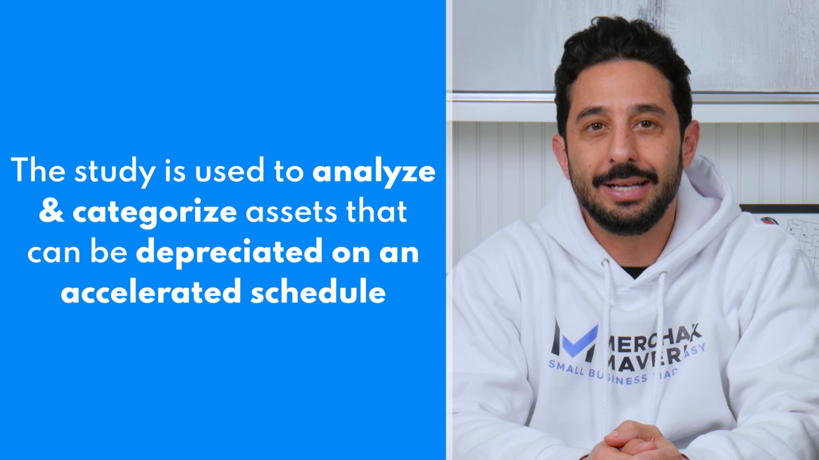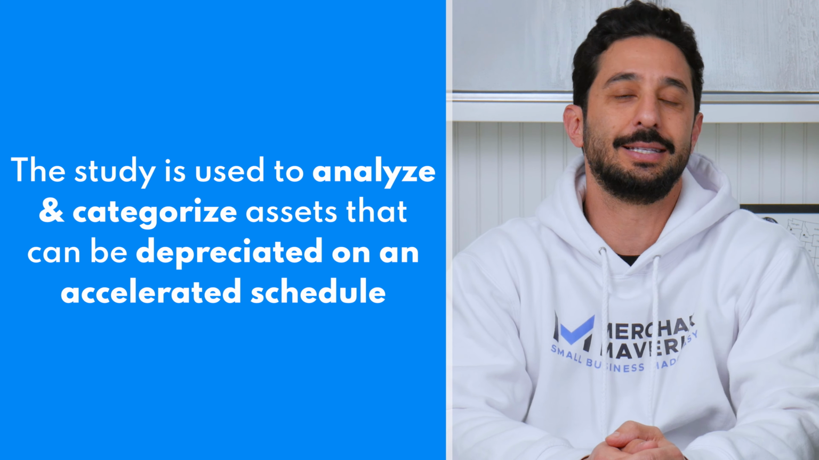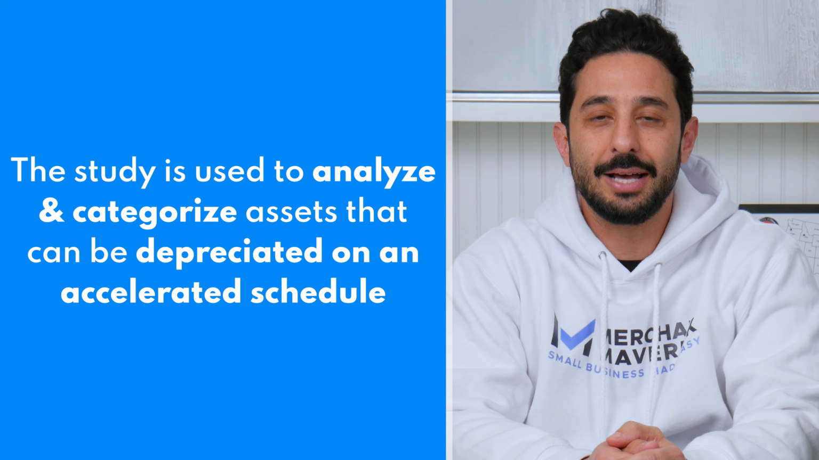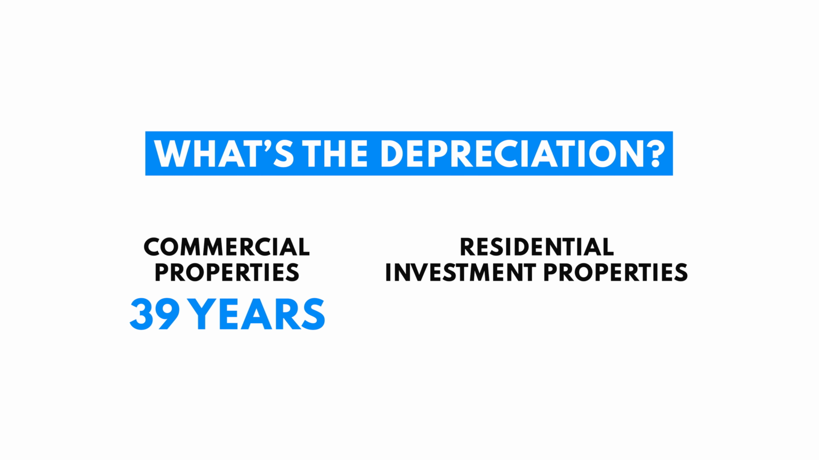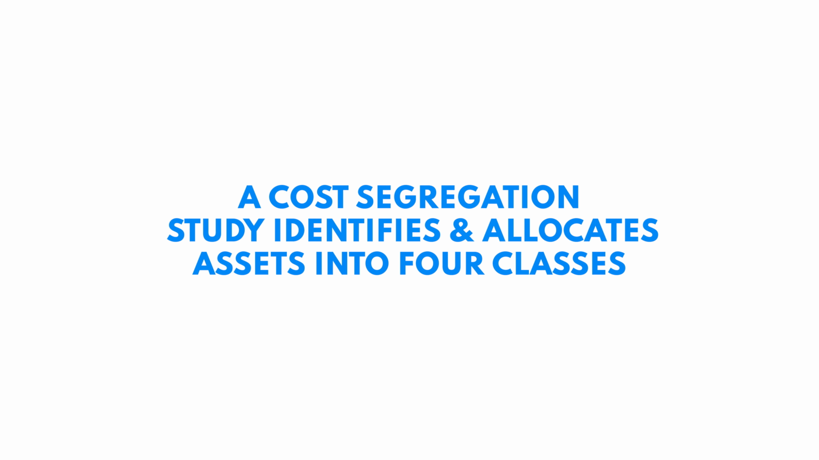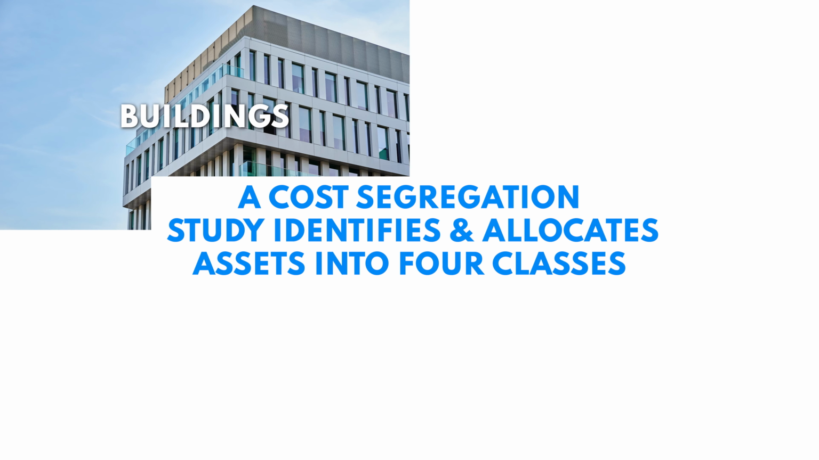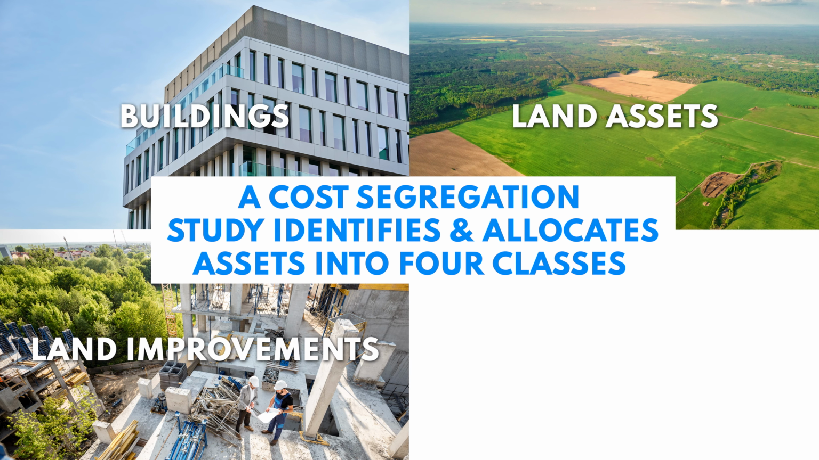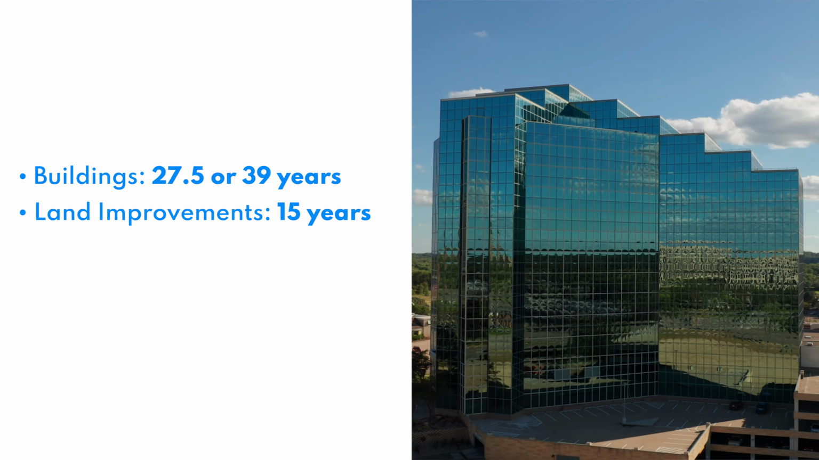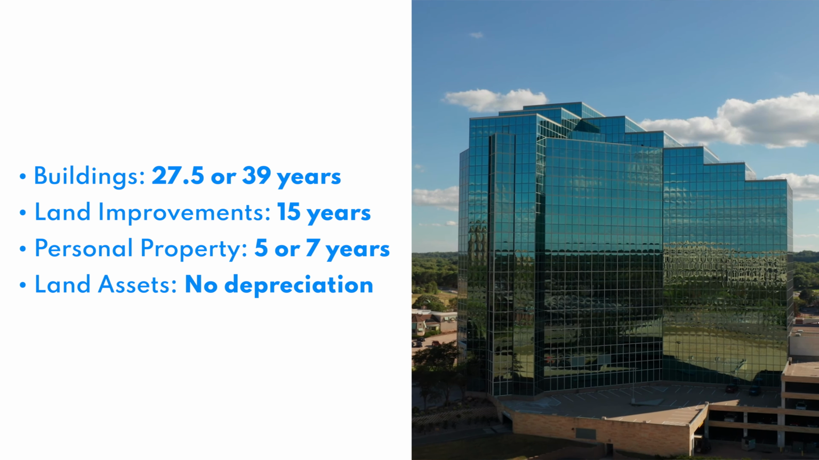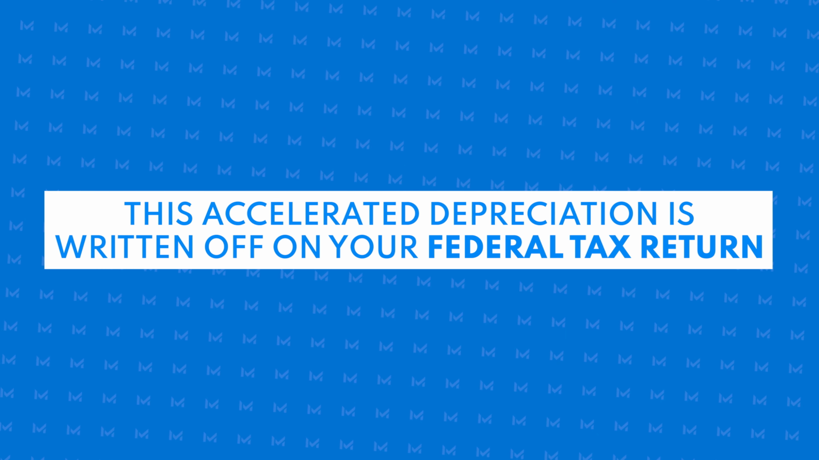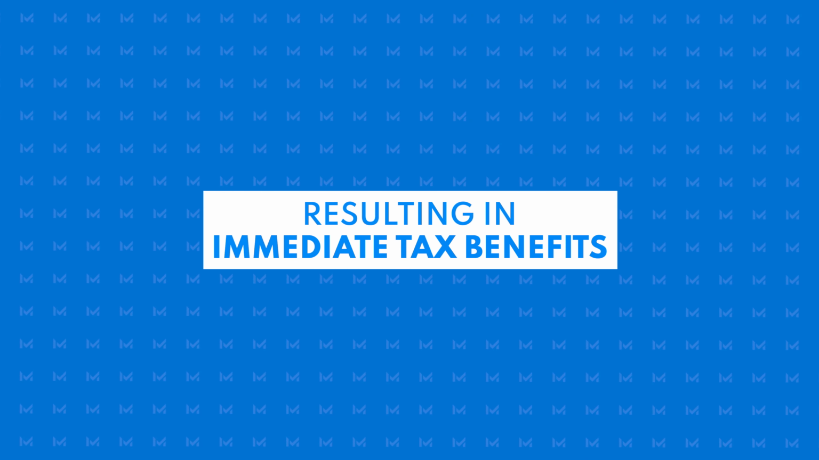A cost segregation study is used to analyze and categorize assets that can be depreciated on an accelerated schedule. Typically, commercial properties are depreciated over a 39-year period, while residential investment properties like apartment buildings and short-term vacation rentals are depreciated over 27.5 years. A cost segregation study identifies and allocates assets into 4 classes: buildings, land assets, land improvements, and personal property. These building components with a shorter useful life can be depreciated on an accelerated schedule of 5 to 15 years. This accelerated depreciation is written off on your federal tax return, resulting in immediate tax benefits and a boost in cash flow.